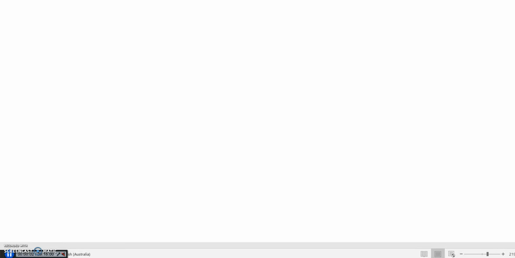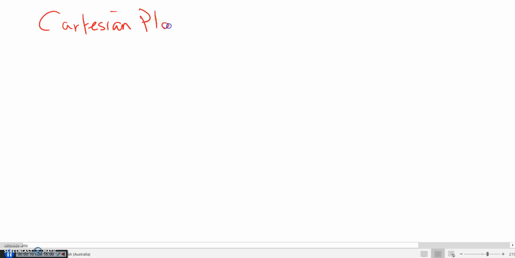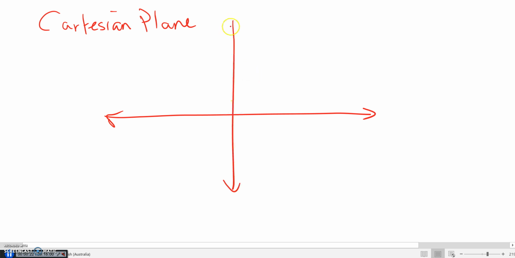Okay, and the last part that you probably need to be aware of is the Cartesian plane. Alright, so it's pretty much just two sets of axes. You've got the x-axis and the y-axis there, so x and y. And obviously when we look at it, there's a few different things you need to be aware of.